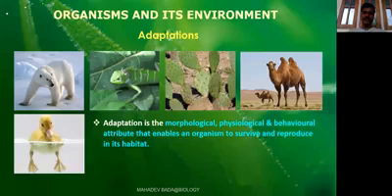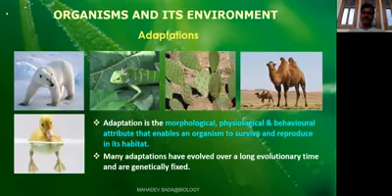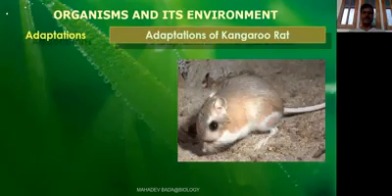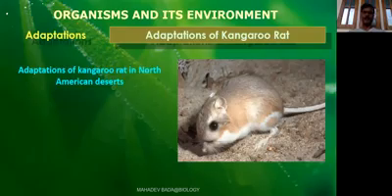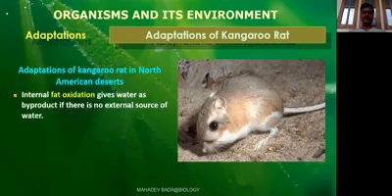Adaptation is defined as a morphological, physiological, and behavioral attribute that enables an organism to survive and reproduce in its habitat. Many adaptations have evolved over a long evolutionary time and are genetically fixed, so that the organisms are surviving. One of the adaptations that we studied in the previous class is the kangaroo rat.